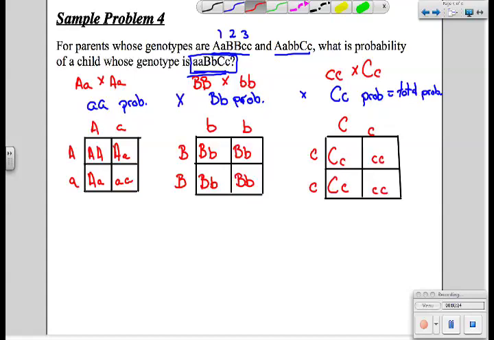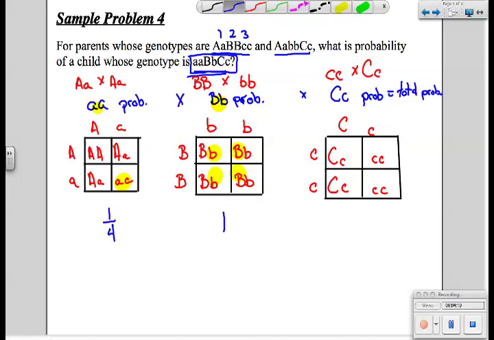Now, let's look for my desired outcomes. For the trait A, I want homozygous recessive. Look in your boxes and indicate how many of those boxes are homozygous recessive. There it is. So I have a 1/4 probability of these two parents having a homozygous recessive for the trait A. Let's move on to B's. For B's, I want heterozygous. 1, 2, 3, 4. So I have a 100% probability. 100% probability in fraction form is equal to a probability of 1.